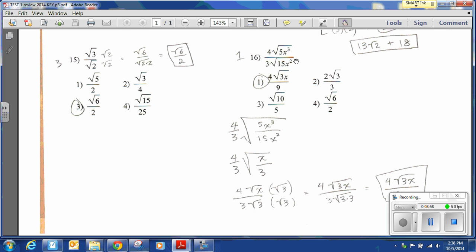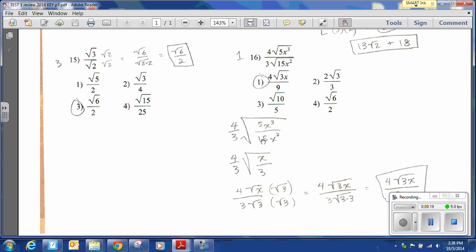Number 16. Here we can simplify first before we even think about rationalizing. So I'm going to take 4 over 3, the coefficients, and go ahead and pull it out so it's 4/3. And then I'm going to take both of these radicals and put it under one big tall radical symbol and just have the fraction live inside of it.